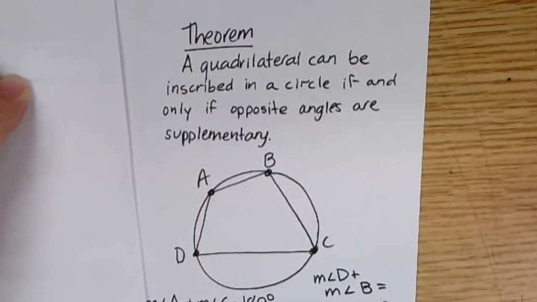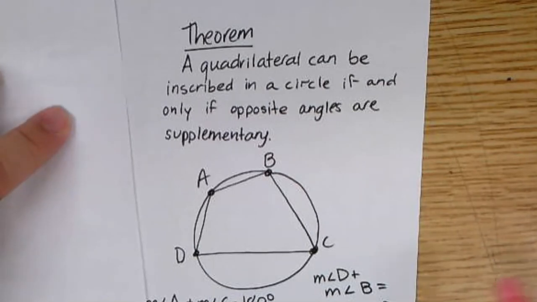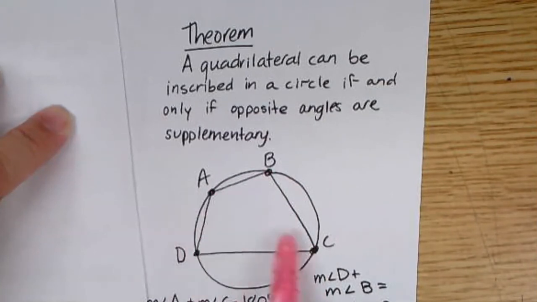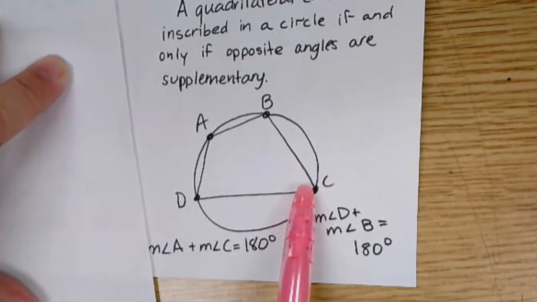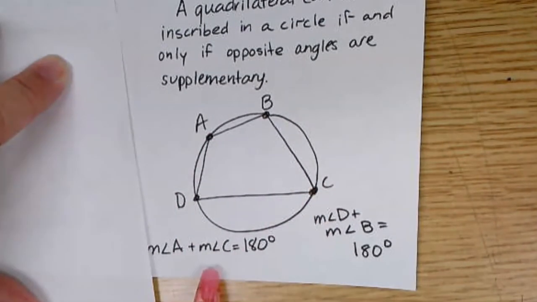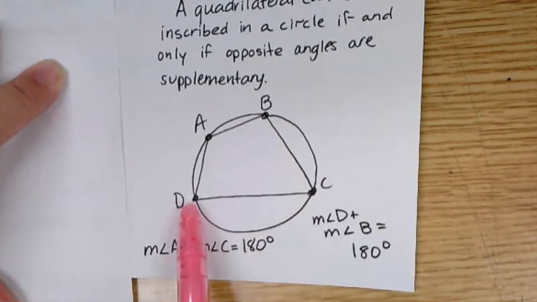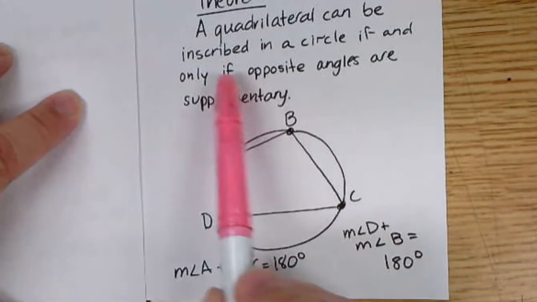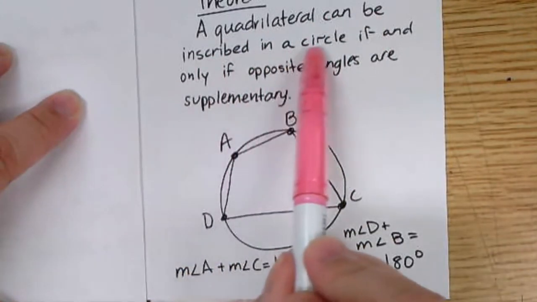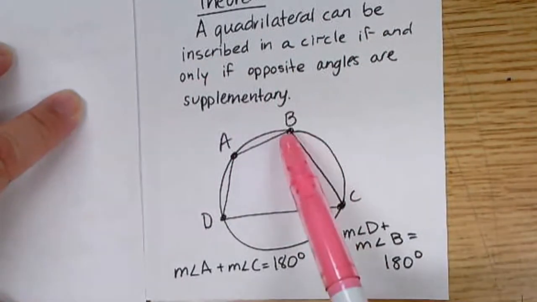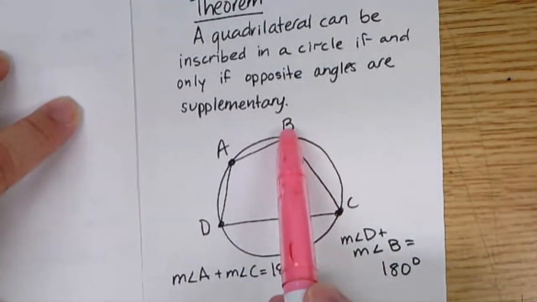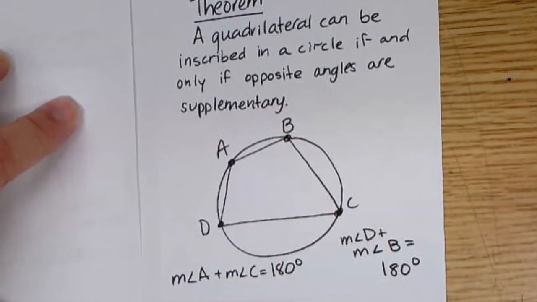And our final theorem about inscribed angles is that if you have 4 points and connect them, making a quadrilateral, where all 4 points are on your circle, then opposite angles will automatically be supplementary. So A plus C adds up to 180, and B plus D adds up to 180. And that's the only way you can have a quadrilateral fit in a circle. A quadrilateral can be inscribed in a circle if and only if the opposite angles are supplementary, or else it wouldn't fit in the circle so that all 4 points were on the circle itself.